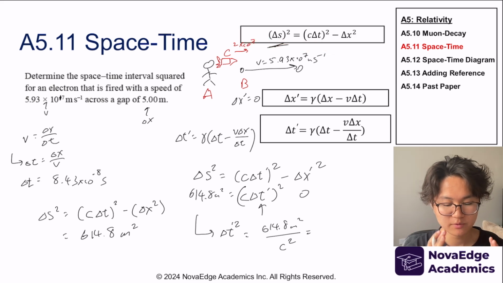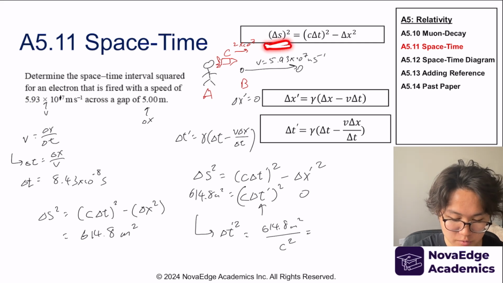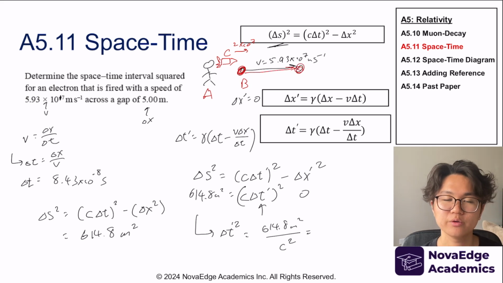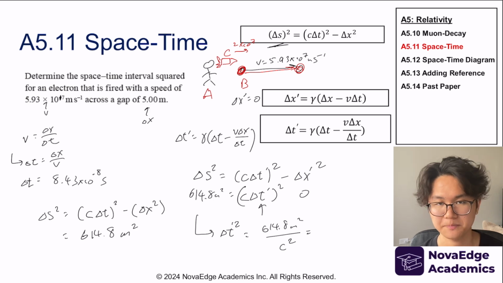So even if I have millions and millions of reference points, we can always agree on the space-time interval between two events. The two events being to travel from this point to this point. We can always agree on the space-time interval squared, or space-time interval as well. So that's really the crucial part about understanding space-time. Okay?